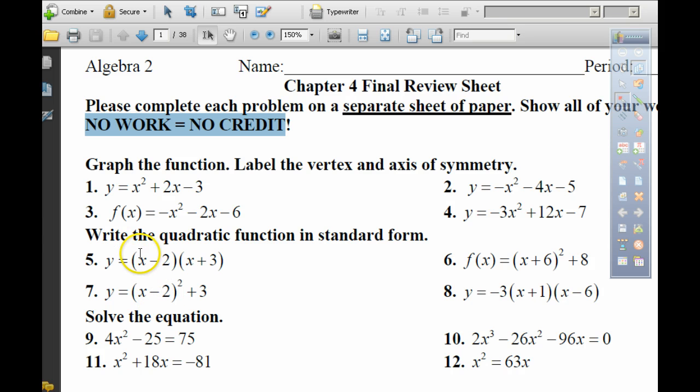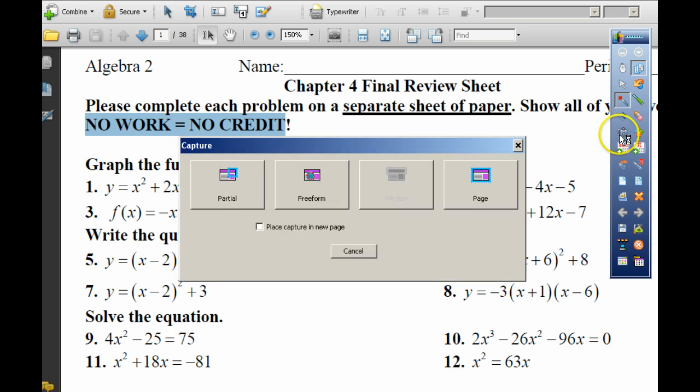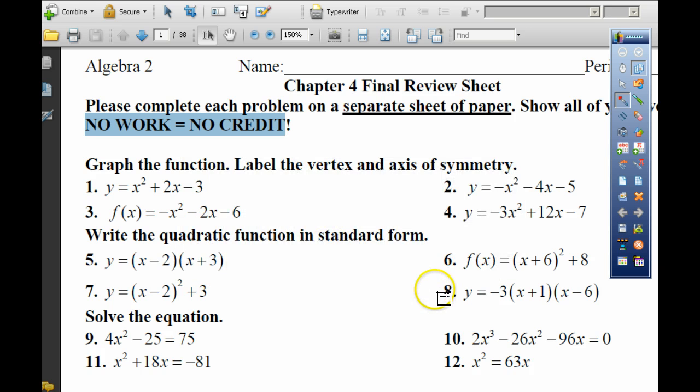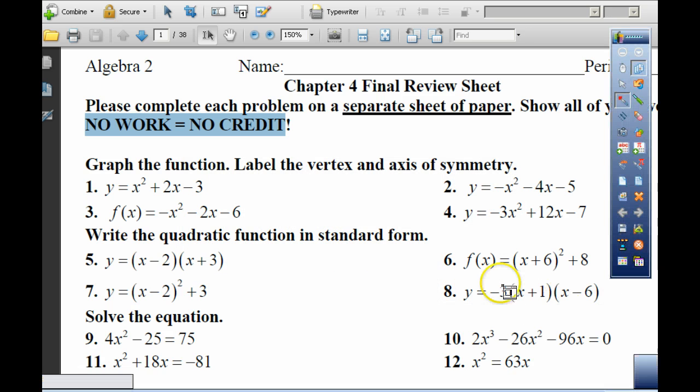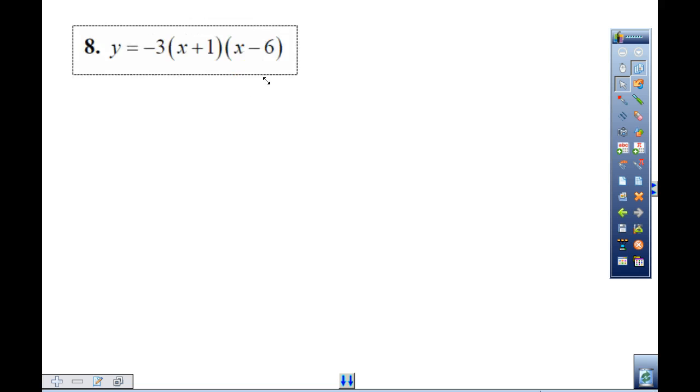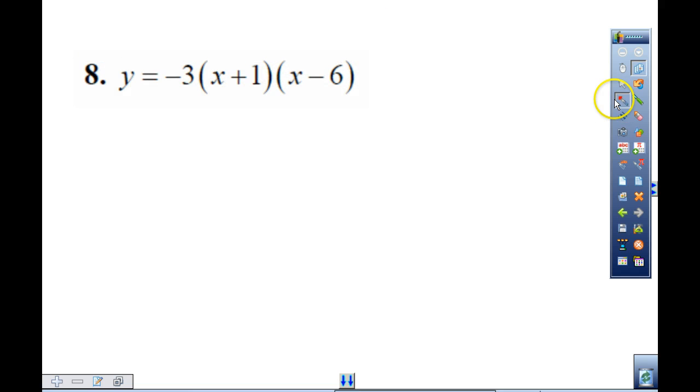Let's see here. Any requests 5 through 8? Number 8. Okay. Let's look at 8. So this says to write it in standard form. That's like we want it to be y equals, like if we were going to try to do the quadratic formula. And we need it to be looking like this.